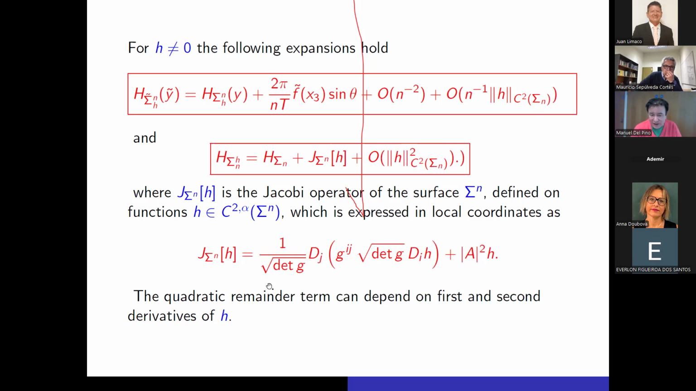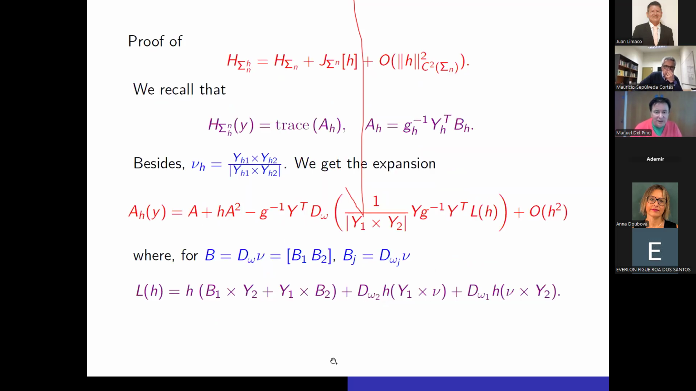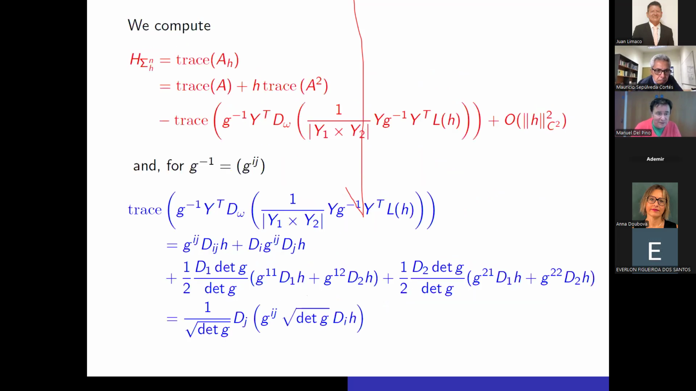This is the Laplace-Beltrami term. This is the norm of the second fundamental form squared. And the quadratic term can depend also on first and second derivatives of h. Concerning this, the proof is just straightforward computations, however, a little bit lengthy. I will skip that.